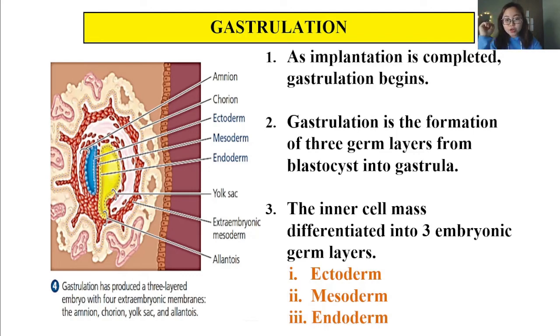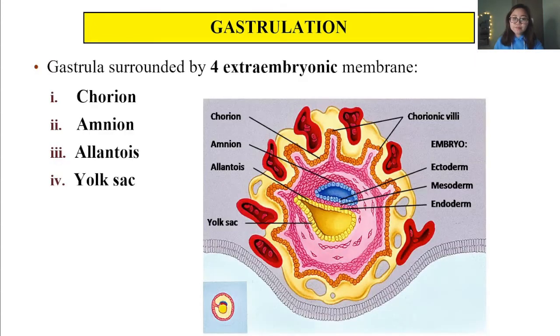Nanti kamu akan tengok ectoderm ini lama-kelamaan dia akan berubah menjadi organ lain. Mesoderm ini lama-kelamaan dia berubah menjadi organ lain. Endoderm sekarang dia nampak macam sama saja dengan dua lagi tu, tapi lama-kelamaan dia akan jadi macam organ lain. Okay, so that is for later. We're going to look at that later.